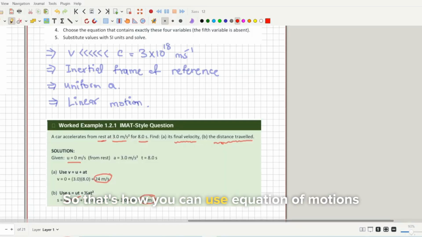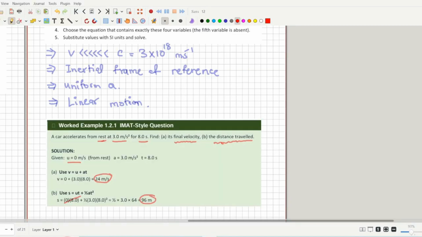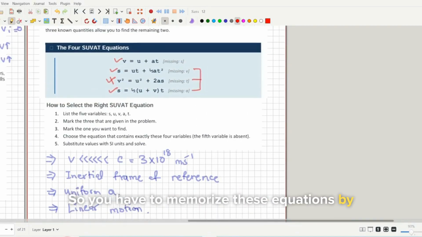So that's how you can use equations of motion in your IMAT preparation. You have to memorize these equations by heart. They are really important. And we talked about frame of reference.